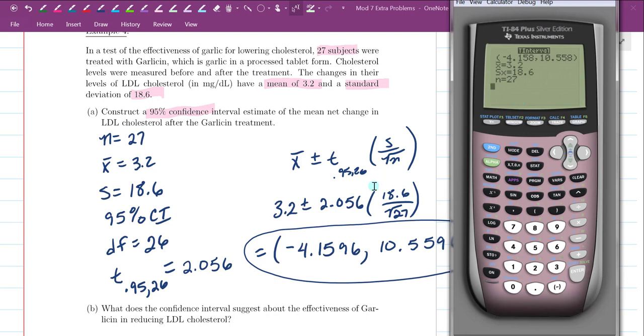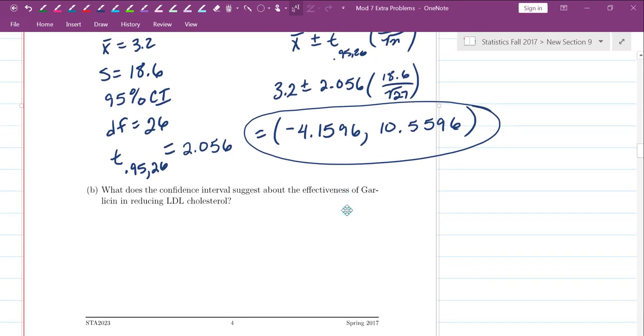Okay, our next problem. It says, what does the confidence interval suggest about the effectiveness of garlic? Because this contains the 0. Think of a real number line. You have -4, then you would have 0, and then you have 10 on the other side, right? Because this interval contains 0, we cannot really conclude that there is an actual change or lowering of the cholesterol, and it's because this interval contains 0.